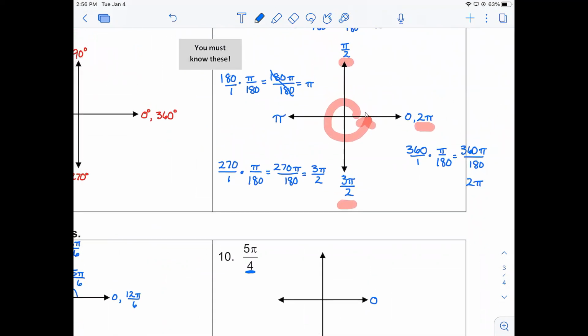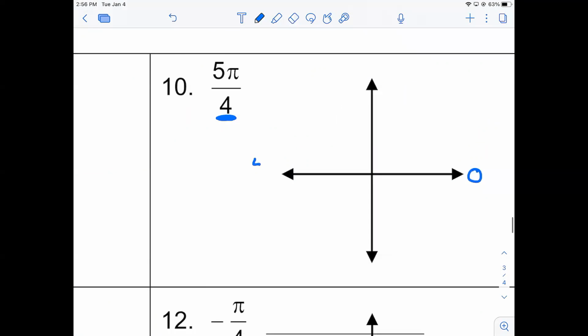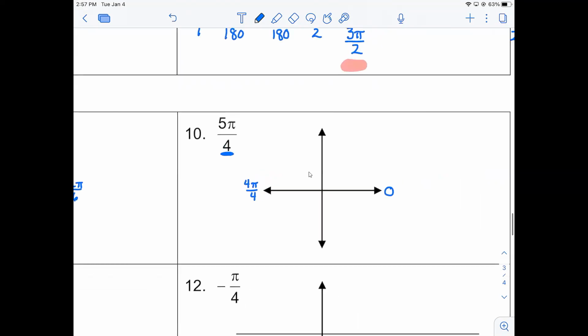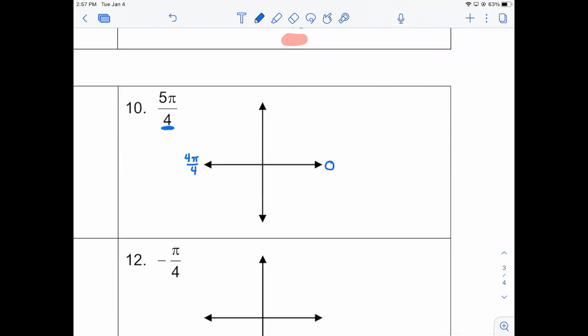Okay, so for a full pi, from 0 to pi, this one needs to be in fourths. So this is going to be 4 pi over 4, because if I took a pie and cut it into 4 slices, a full pie would have 4 slices in it. Okay, now just like we did last time, I need one that has 2 pi up here. So 2 full pies with each of them cut into 4 slices would give me 8 pi over 4.